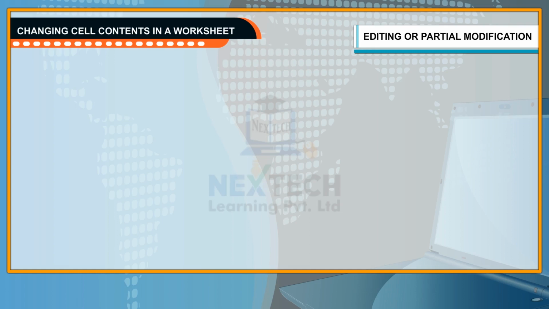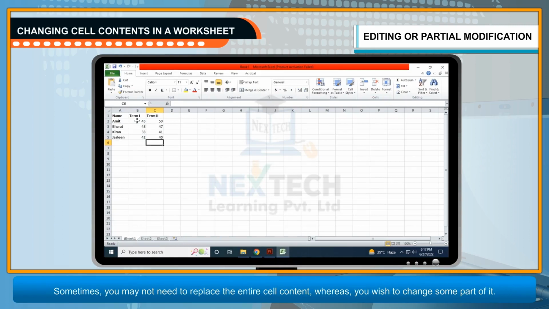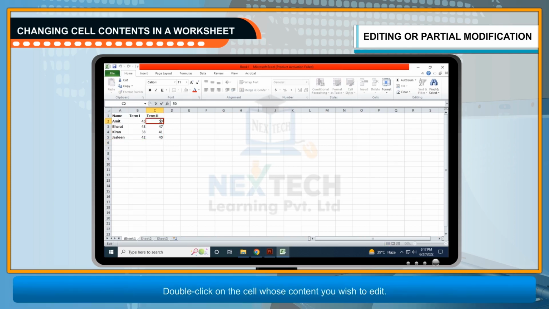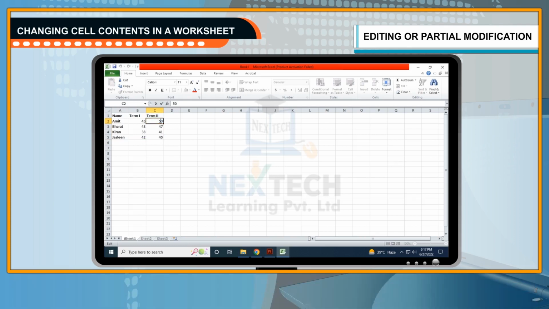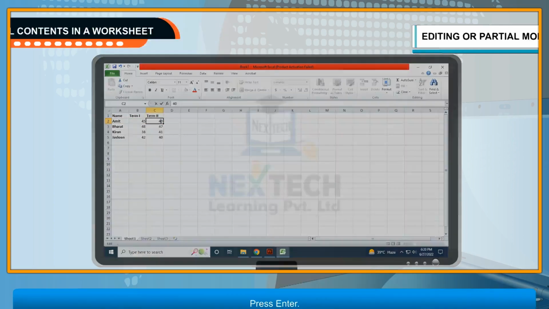Editing or partial modification. Sometimes you may not need to replace the entire cell content, whereas you wish to change some part of it. In such a case, you can do partial editing within the cell. To do so, double-click on the cell whose content you wish to edit. Here we have selected the cell C2. The cursor blinks inside the selected cell. Now bring the pointer to the place where changes are to be made. Perform the required editing. Press Enter.